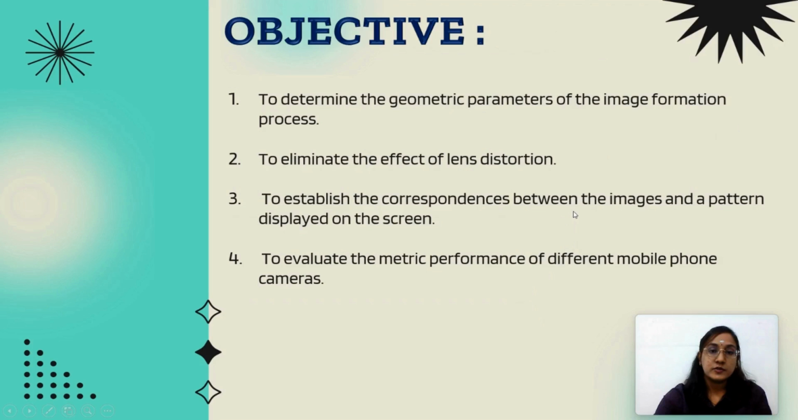So now I will continue with the objective. The first objective for our assignment is to determine the geometric parameter of the image formation process. And the second is to eliminate the effect of lens distortion. This second objective we can achieve by using the MATLAB software. The third is to establish the correspondence between the images and a pattern displayed on the screen. And the final objective of our assignment is to evaluate the metric performance of different mobile phone cameras.